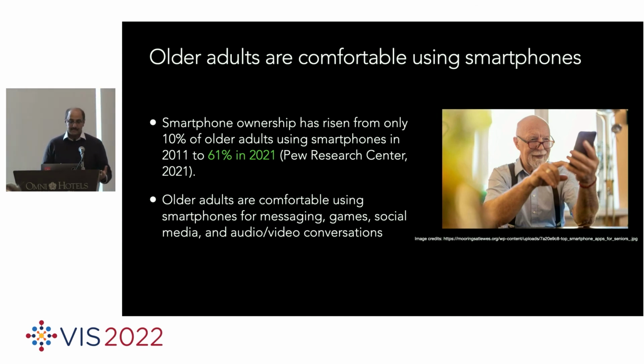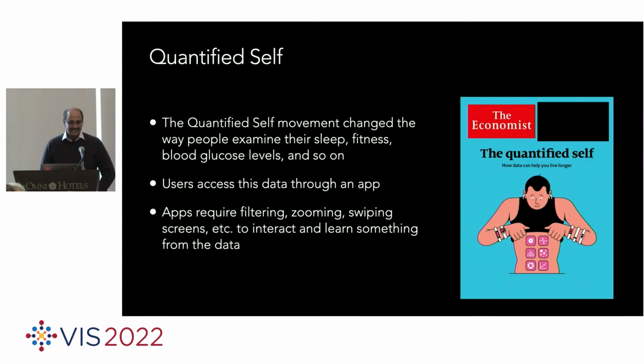And older adults are using their mobile devices a lot more now for messaging, gaming, social media, and even audio video conversations using FaceTime, WhatsApp video, or whatever else. That's great. On the other hand, the quantified self movement has increased awareness regarding the need for more steps, more sleep, less stress, and even better control of blood glucose monitoring for patients with diabetes, which is great. And that's a good thing.